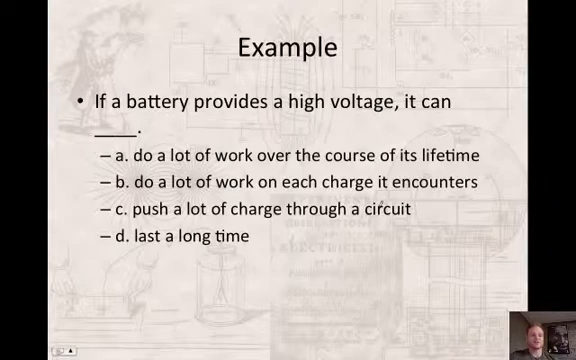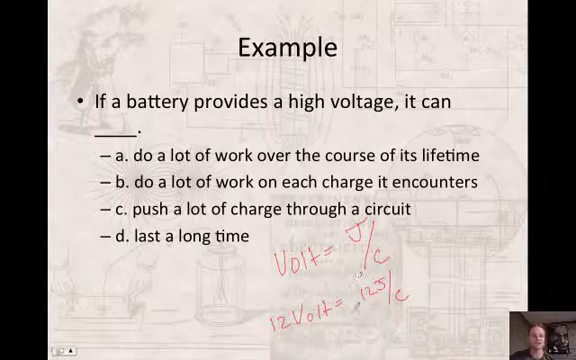So here's another example for you guys. If a battery provides high voltage, it can A, do a lot of work over the course of its lifetime, B, do a lot of work on each charge it encounters, C, push a lot of charge through a circuit, or D, last a long time. Well, remember, what is a volt? A volt is basically a look at how many joules per coulomb. Okay, so if I have a 12-volt battery, I would have 12 joules per coulomb.